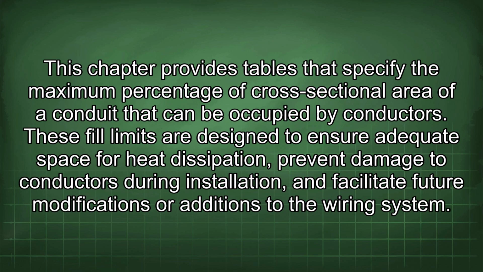The primary guidance for conduit fill is found in Chapter 9 of the NEC. This chapter provides tables that specify the maximum percentage of cross-sectional area of a conduit that can be occupied by conductors. These fill limits are designed to ensure adequate space for heat dissipation, prevent damage to conductors during installation, and facilitate future modifications or additions to the wiring system.